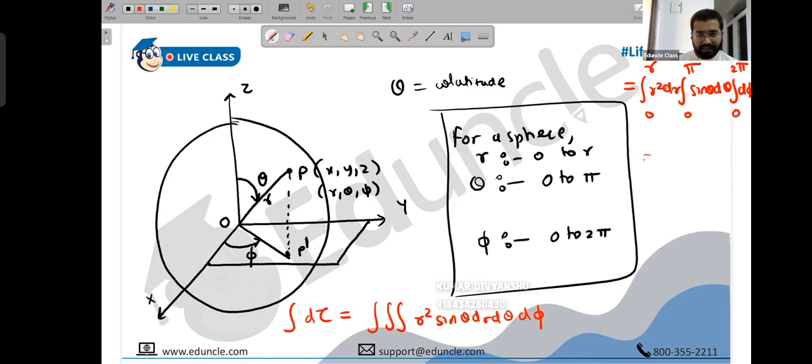Now, as you see, you have r square dr, which goes from 0 to r. Keep it as it is. Just calculate these two. The integration of sine theta is minus cos. Calculate these two, and you get 4 pi now. And hence I said that instead of writing r square sine theta dr d theta d phi, you can always simply write 4 pi r square dr directly. For a sphere, this will always work. So d tau, you can write as 4 pi r square dr.